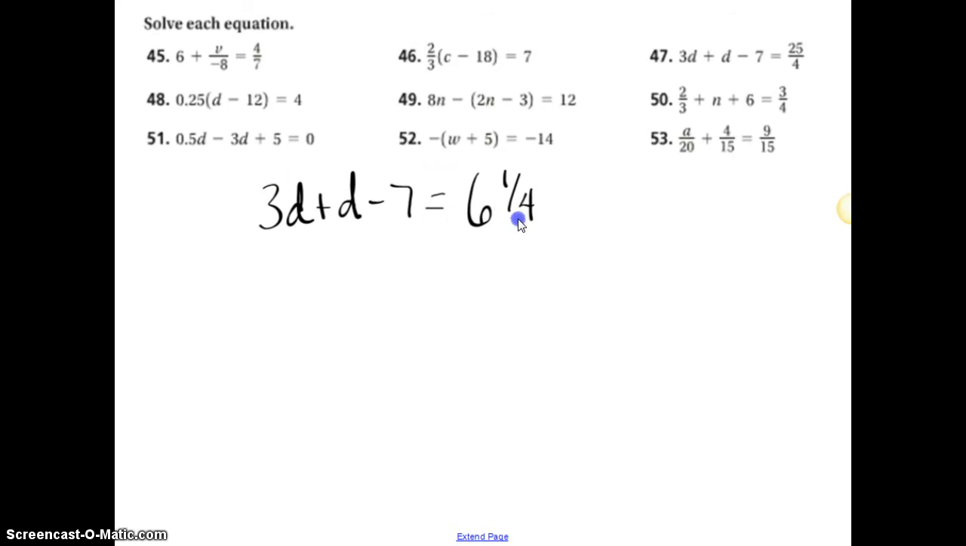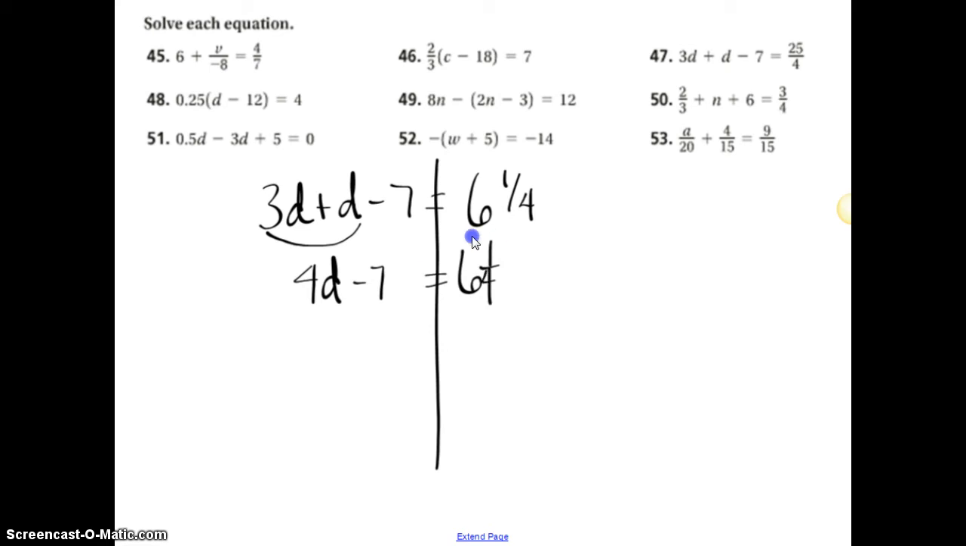Now, you might look at that and say, that's hard for me. It should not be if you think of it in money. Draw my line down. What can I do over here? I can put these guys together. 3 D's and a D, 4 D's. Minus 7 equals 6 1/4. And I say 6 1/4 because quarters, you like them, because a bunch of them can buy you stuff.